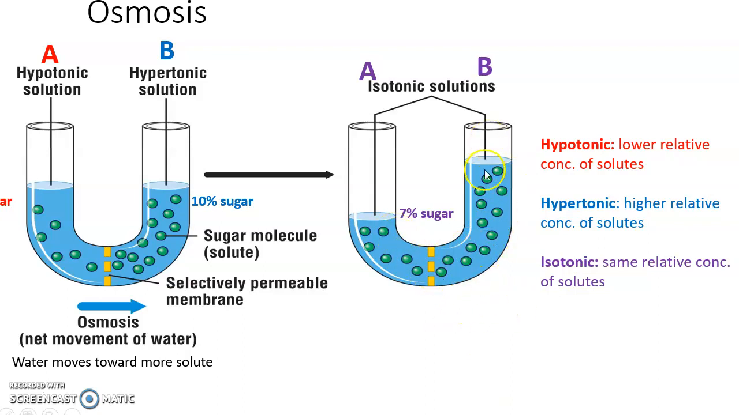Water will cross the membrane and go to the hypertonic solution. And if allowed, will reach equilibrium when both solutions on either side are isotonic, have the same amount of solute, relatively speaking.